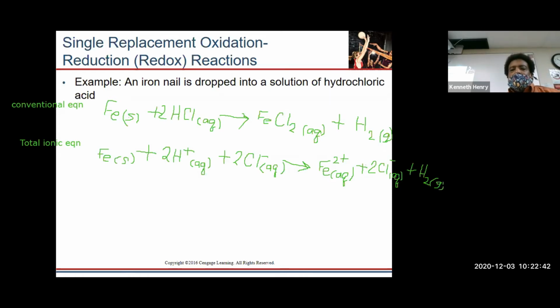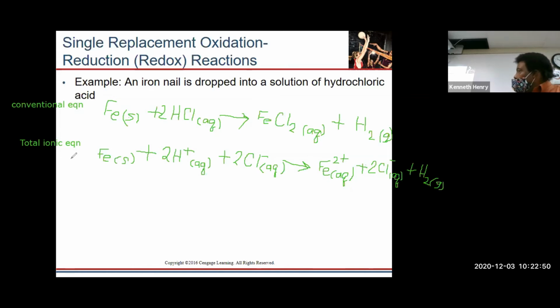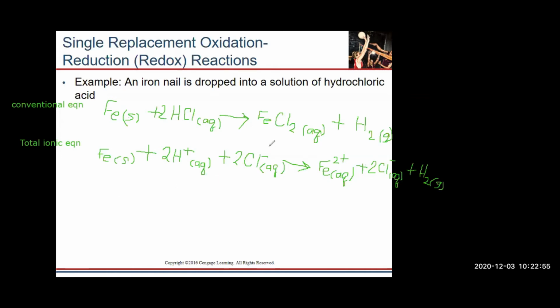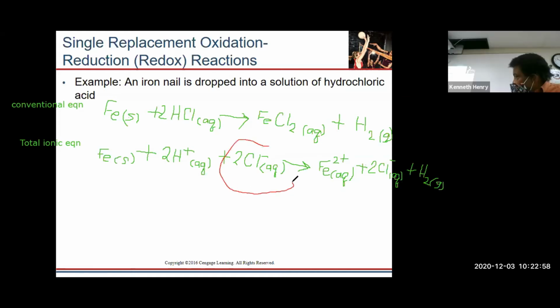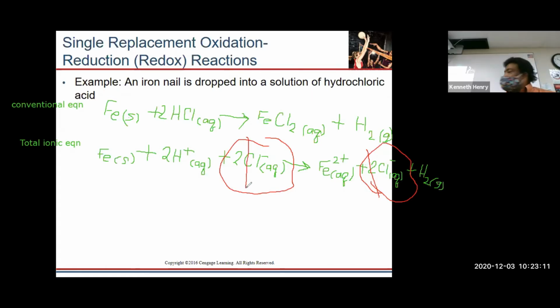So now what do we need to do to find out our net ionic equation? Eliminate the ones that repeat. Okay, so which ones are those? The 2Cl. Okay, so this one and this one. Anything else? No, because on the reactant side, Fe doesn't have a charge. That's right. It has to be exactly the same on both sides. Good job. So we end up with, oops.